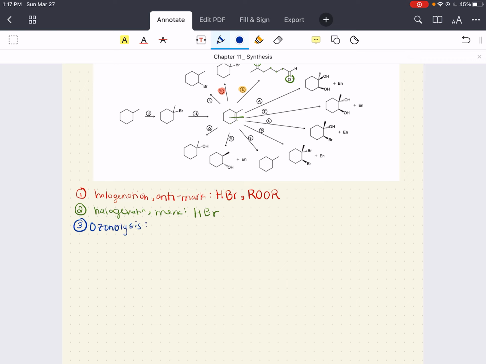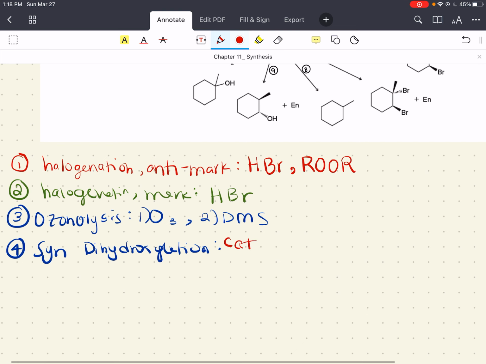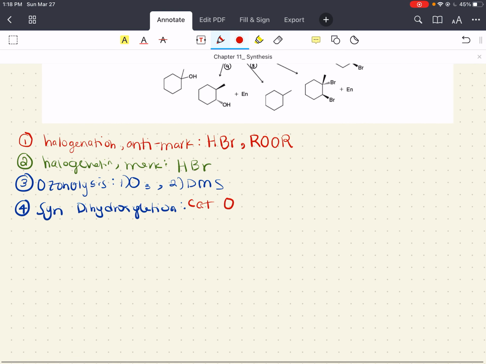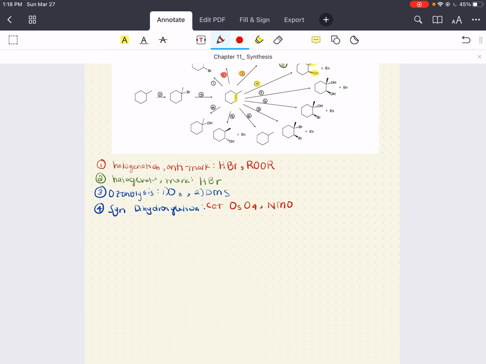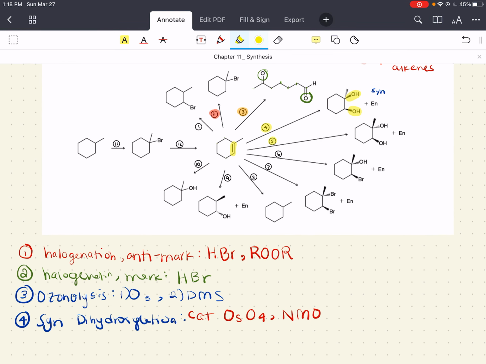And so what did we need for something like this, adding 2 alcohols to the double bond, but where they're both on the same face? Well, we needed something like catalytic OsO4 and some NMO. Those are the reagents we used for something like this. Now 5, if we look at 5, still adding alcohols, but they're not on the same face. They're being added anti, not syn.